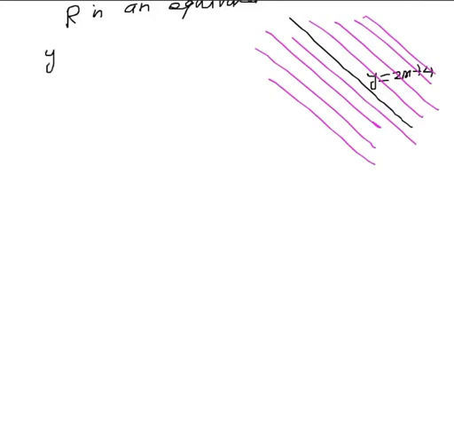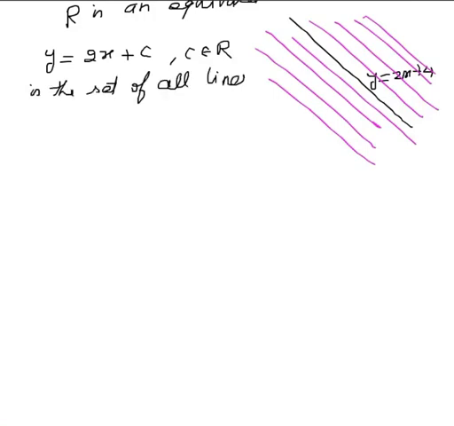So the slope will be the same, no? For all the parallel lines, slope is the same. So y = 2x + c, where the constant term will be different for parallel lines, and c can take any real value. So this represents the set of all lines related to the line y = 2x + 4.